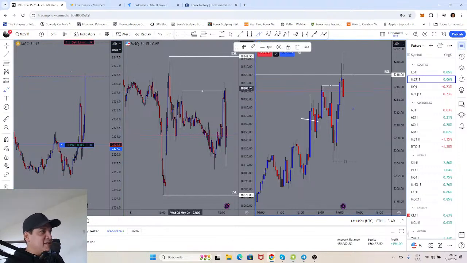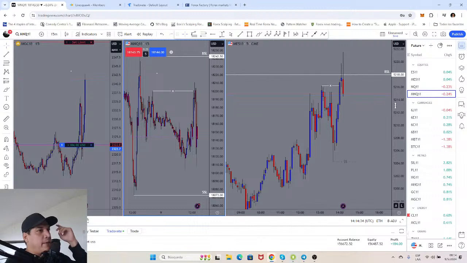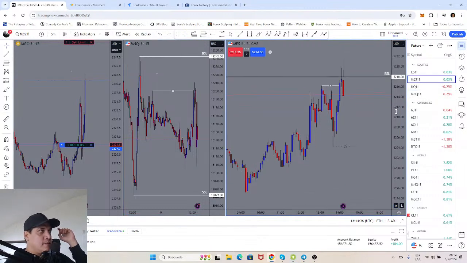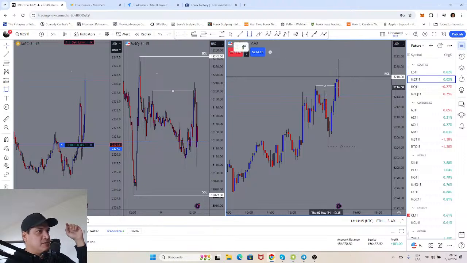Price failing on the S&P 500. Heads up. Price failing on the S&P 500. Heads up. There you go. Price failing on the S&P 500. Let's go. So here's a bullish fair value gap, or bullish imbalance.